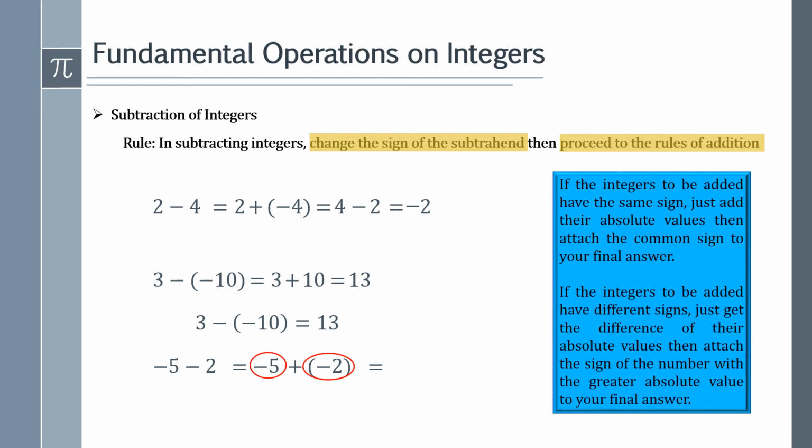The same sign, right? Sabi sa ating rule number 1, if they have the same sign, add their absolute values. So, the absolute value of negative 5 is 5. Absolute value of negative 2 is 2. Then you add, that is equal to 7. And sabi niya, attach the common sign to your final answer. So what's the common sign of negative 5 and negative 2? Definitely that is negative. So you attach negative 7. So that's how you subtract integers, class.